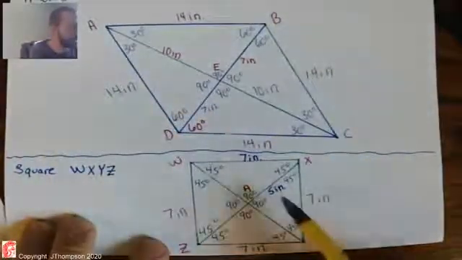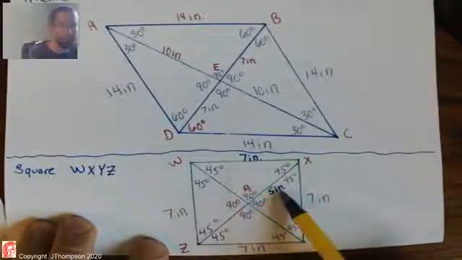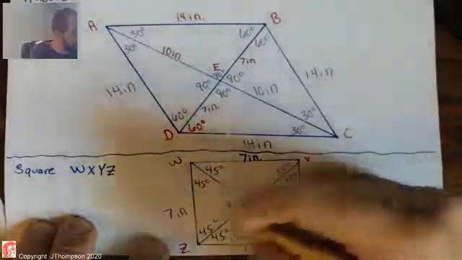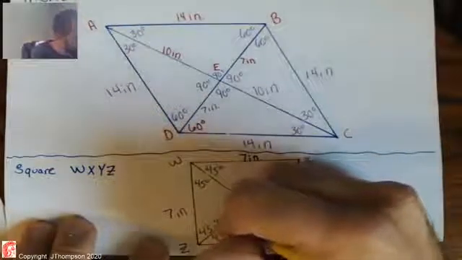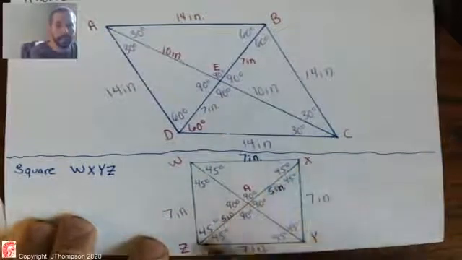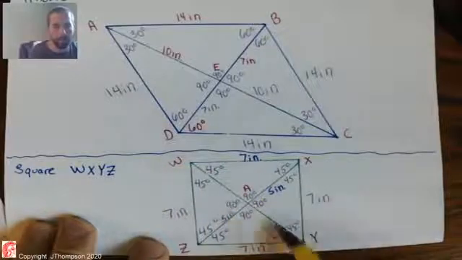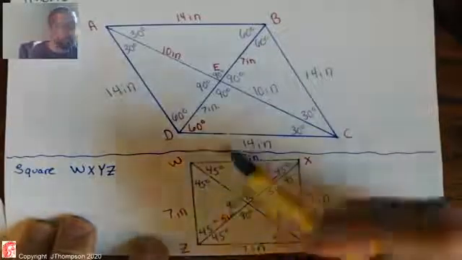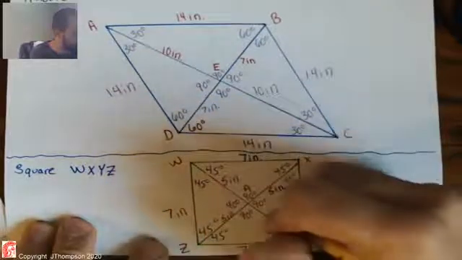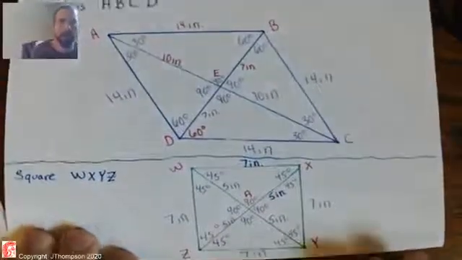And then since a square is a rectangle and a rhombus and a parallelogram, the diagonals bisect each other. So if AX is 5, then ZA is 5 inches. And then if this whole thing is 10, so ZX is 10, the diagonals are congruent because a square is a rectangle. So that means that WY is also 10. So that means WA is going to be 5 and AY is also 5. Okay, so there's a lot of properties going on here.